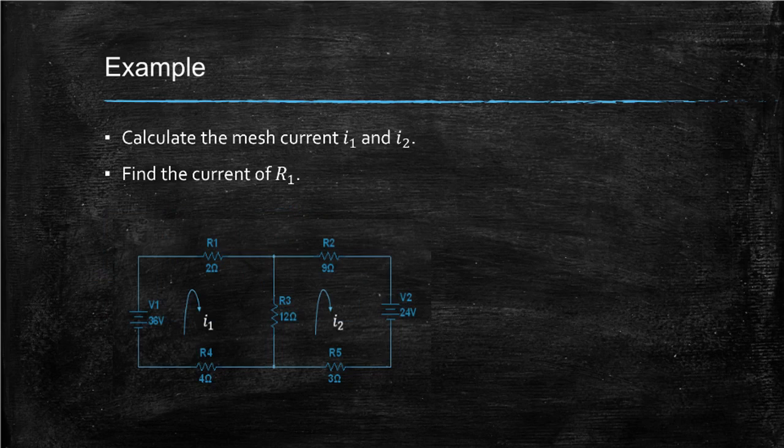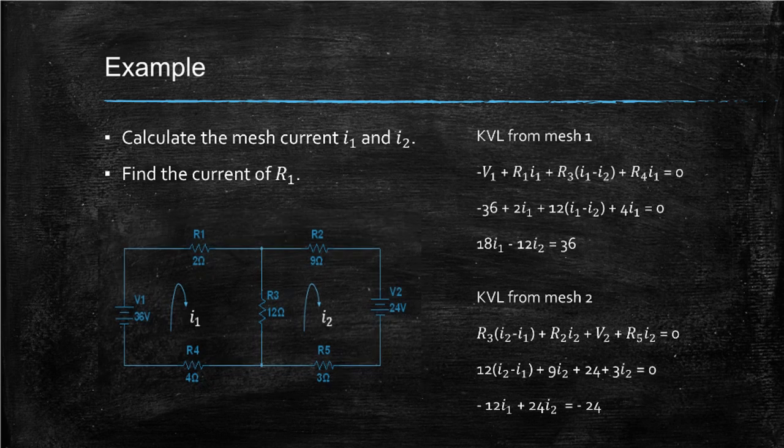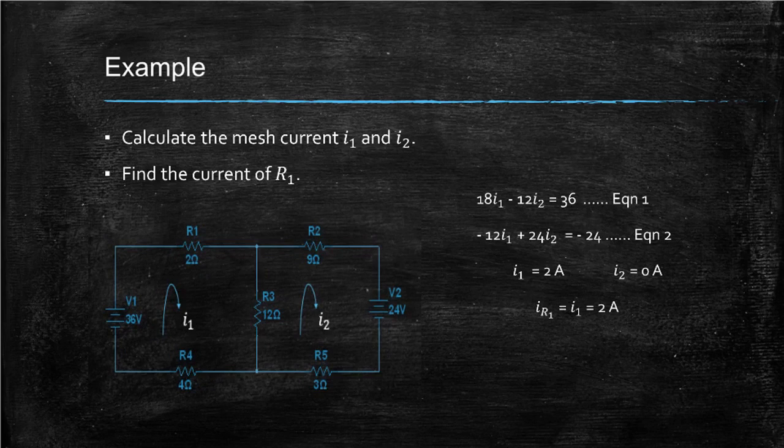Since the mesh currents are already assigned, let us find the KVL equations. Now that we have the KVL equations and have simplified them, let's solve the equations. With the two equations we found, we can find the mesh currents and resistor 1 current. I1 equals 2 amps and I2 equals 0 amps. The current of resistor 1 equals 2 amps.